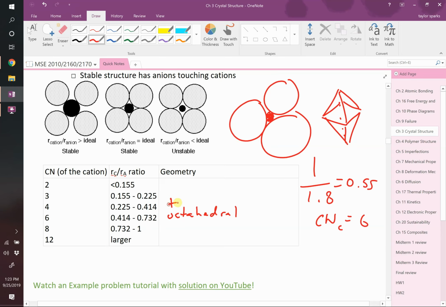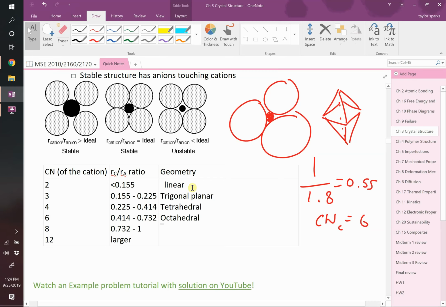This one would be called tetrahedral if it's 4. If it's 3, we call it trigonal planar. I'm just going to type these because you can't read that. Over here, this would be linear. This would be trigonal planar. This would be tetrahedral. This would be octahedral.